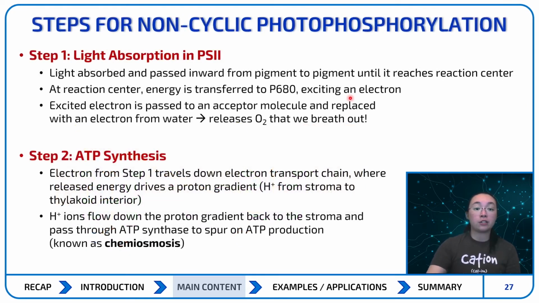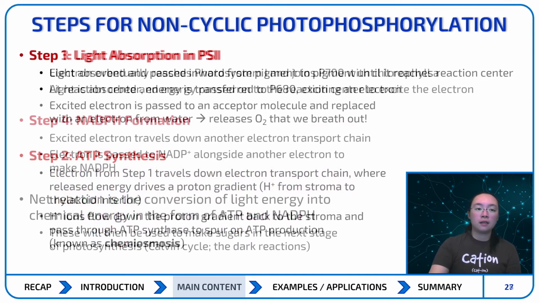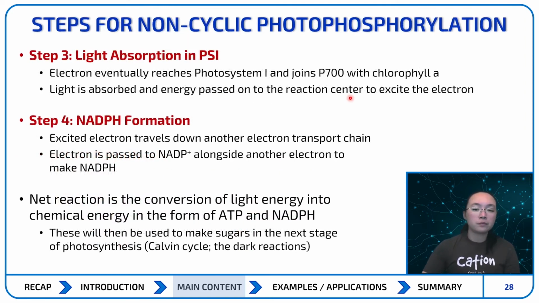So these 2 slides just go through the 4 steps. Now, the net reaction is the conversion of light energy into chemical energy in the form of ATP and NADPH. These will then be used to make sugars in the next stage of photosynthesis. So that would be the Calvin cycle and the dark reactions.